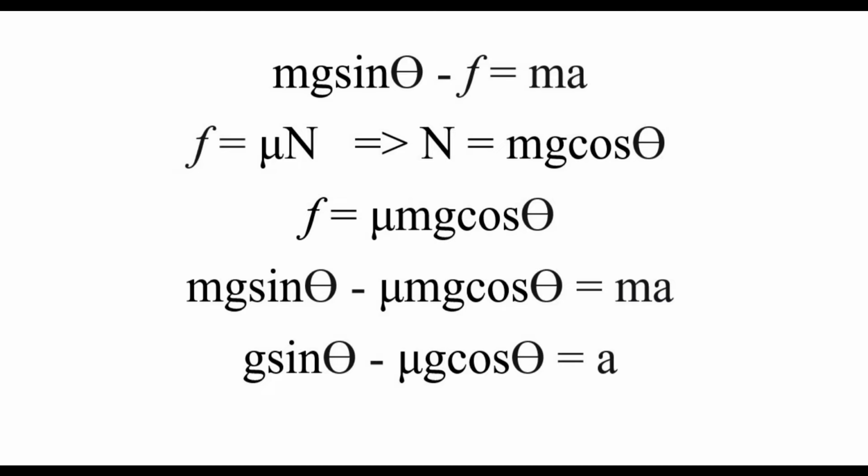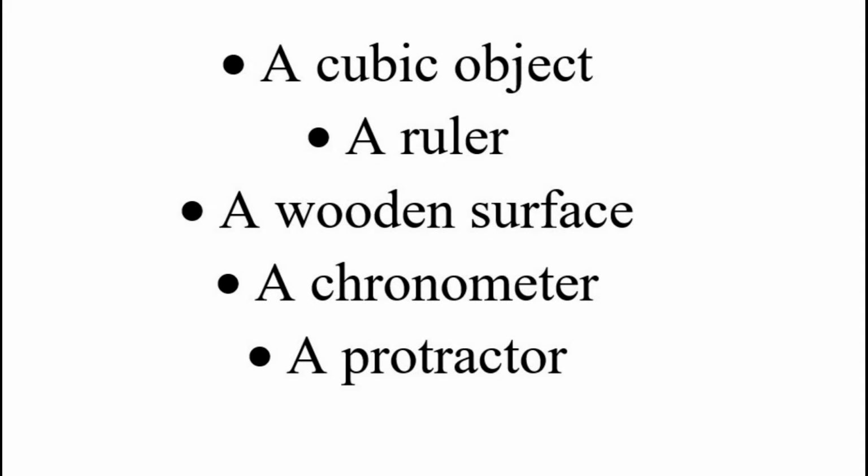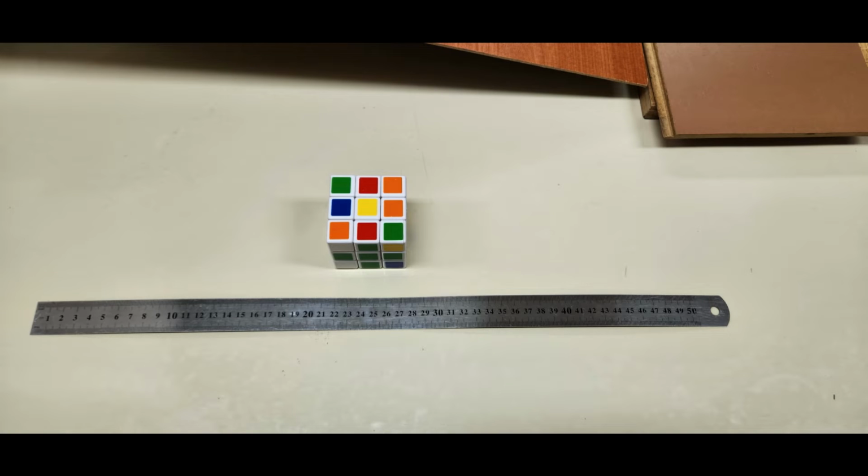In the second part of the experiment, using the data obtained in the first part, the friction coefficient mu will be found by using Newton's second law. As a result, we will be able to compare the acceleration on different angled surfaces. The needed equipment for this experiment are a cubic object, a ruler, a wooden surface, a chronometer, and a protractor.